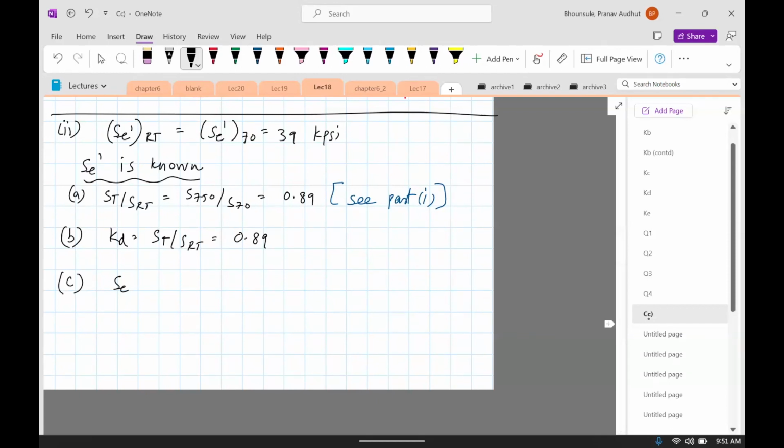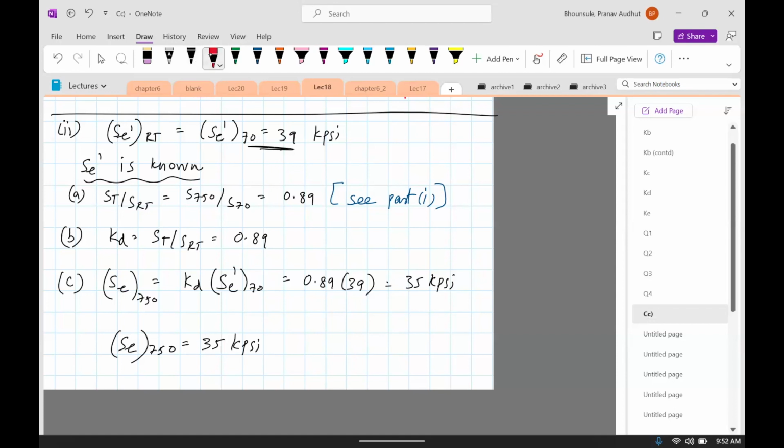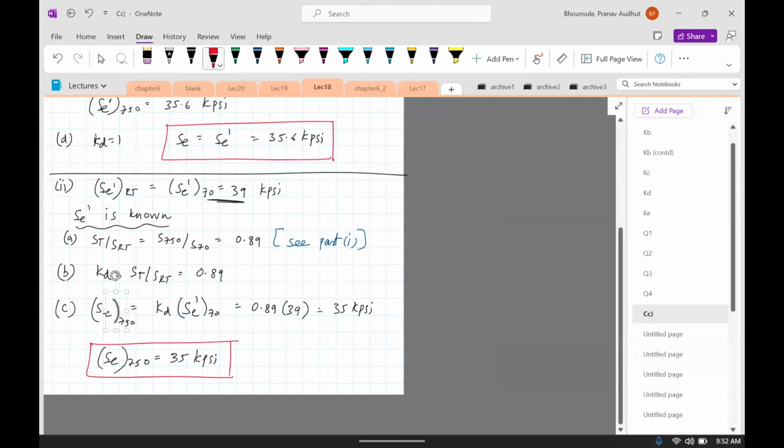So SE at 750 is KD times SE prime at 70, which is 0.89 times 39, which is already given. By the way, this comes out to be 35 kpsi, and so the answer is SE at 750 is 35 kpsi. Okay, not too far from this answer.